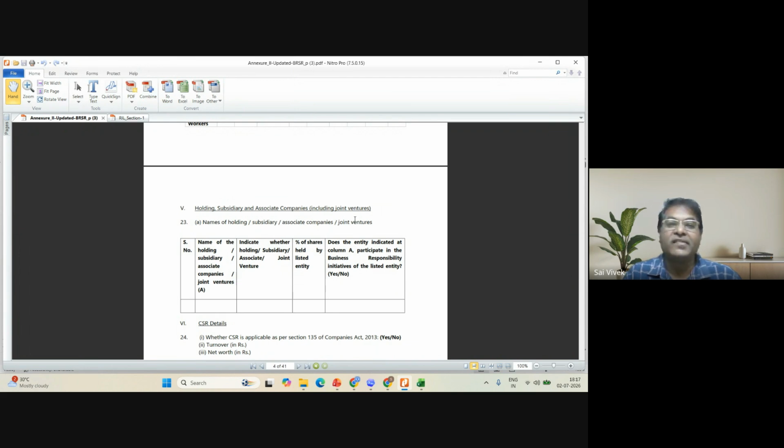And the next one is joint ventures. Joint ventures are those companies in which both the companies have equal control. Such companies we call joint ventures.